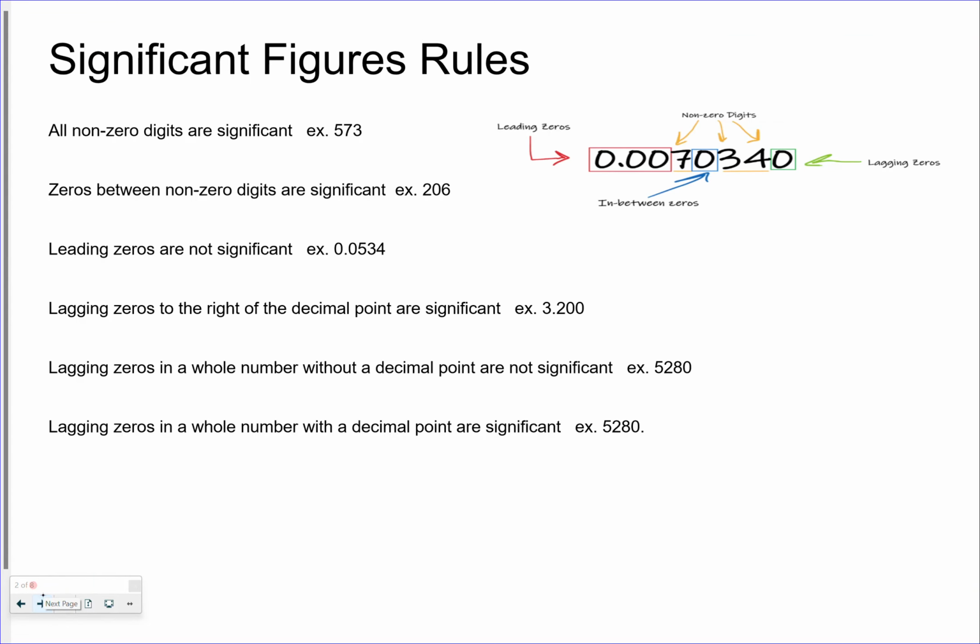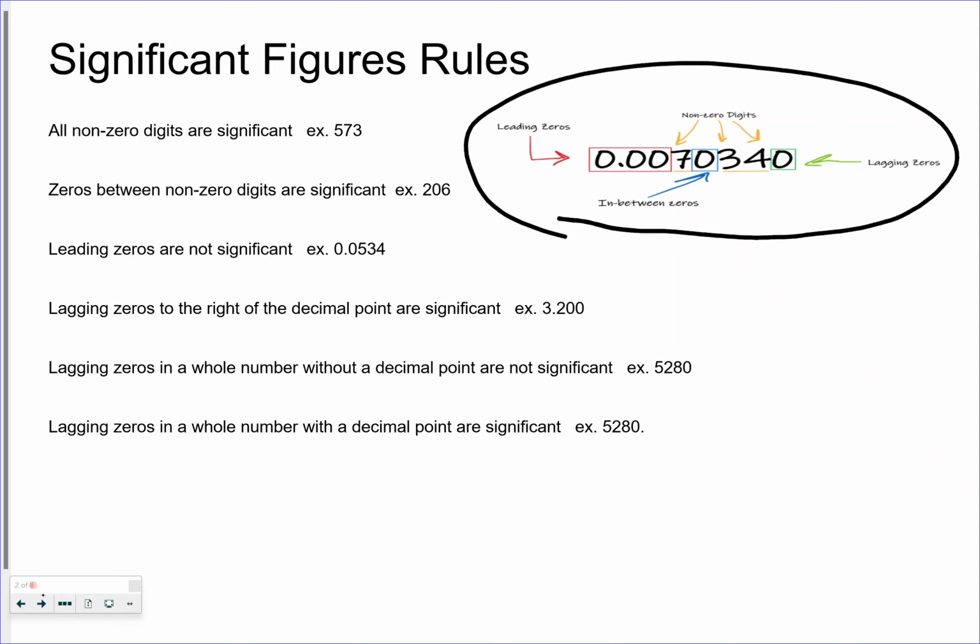So for significant figures, there are a couple of rules that you have to memorize. I made this visual over here, so it helps you to understand what I'm talking about when I'm talking about leading zeros, lagging zeros, and in-between zeros and such. So the first rule that we have here is that all non-zero digits are significant. So in the number 573, all three digits in that number are significant.